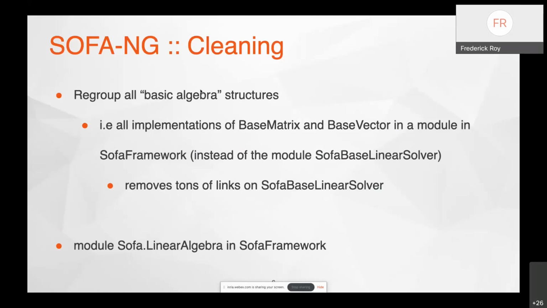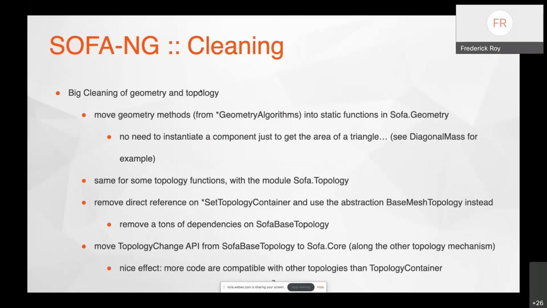We could put more about linear algebra there in the future, but for now we just regrouped the base matrix and base vector. So we have a sparse matrix, a compressed row sparse matrix, and all the others I don't really know. There will also be eigen matrix, I guess, in the future. This allows us to remove a lot of useless links on SOFA base linear solver, so it's quite useful. Another part is the geometry and topology. I guess last release we created the sofa.geometry and sofa.topology modules, but they were quite empty.